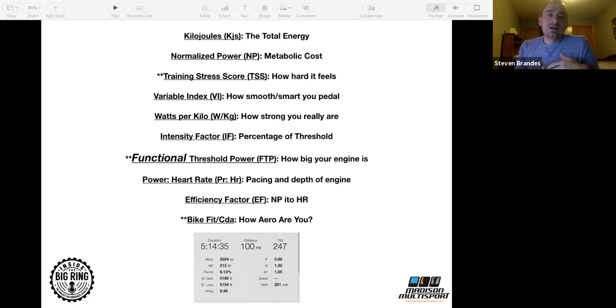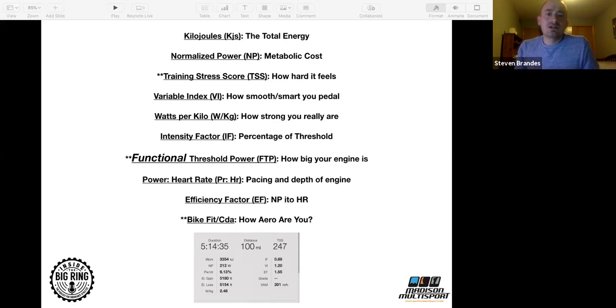So if you're just looking at training as a generalization of, I'm just going to accumulate 600 TSS points this week, it could mean nothing. You could just go out there and hammer and get no benefit from the training. So not all TSS is created equal.